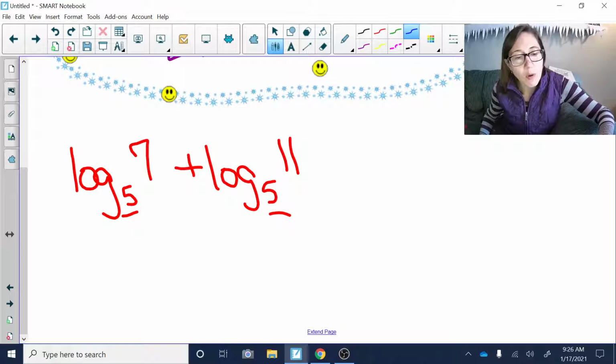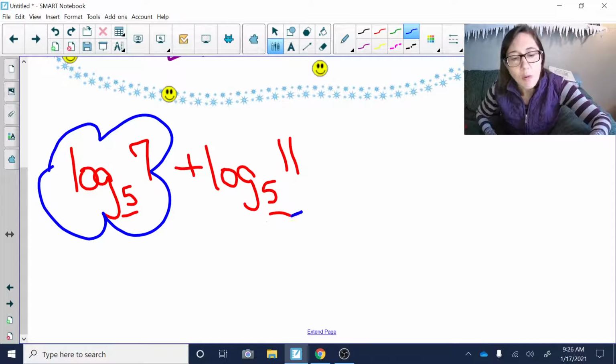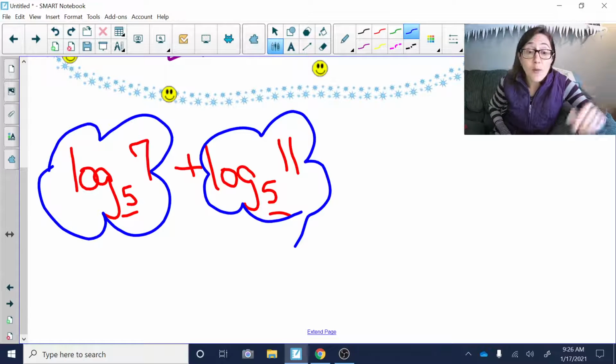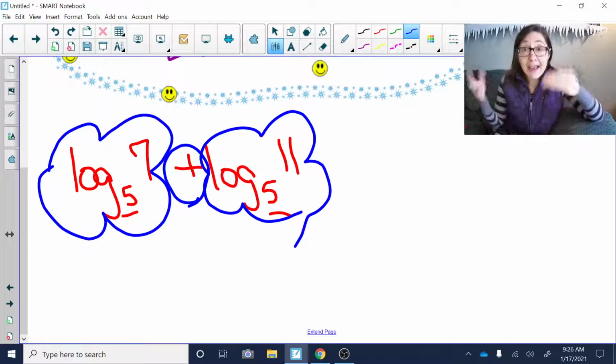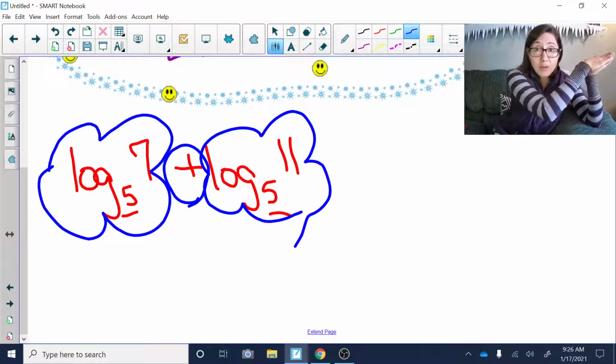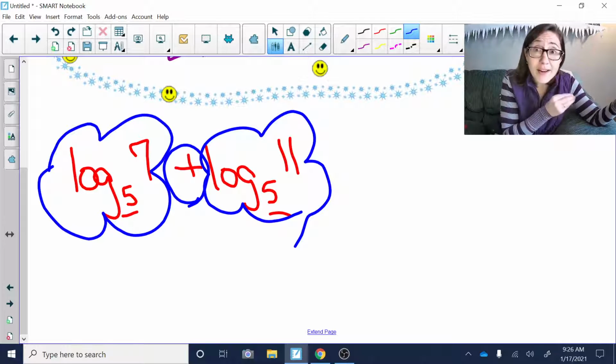So now, what does a logarithm tell us? An exponent. So we are adding exponents here. When do you add exponents? What exponential property is at play when you add exponents? Well, that's the product property.